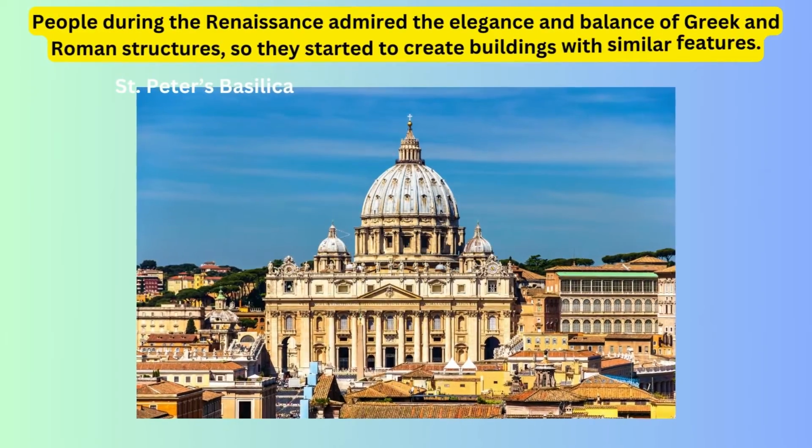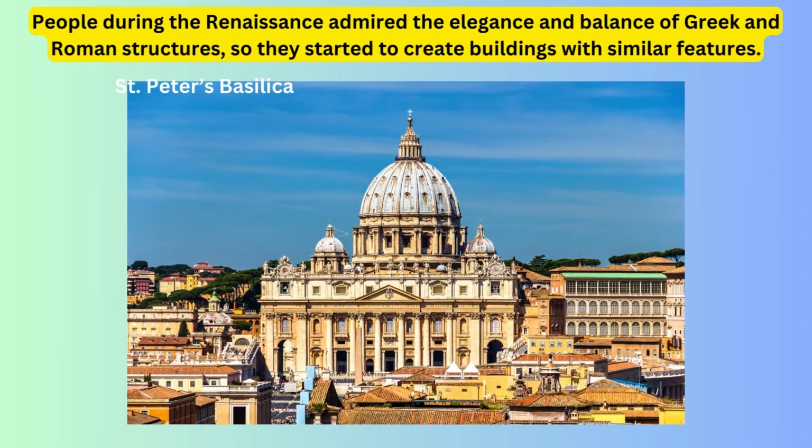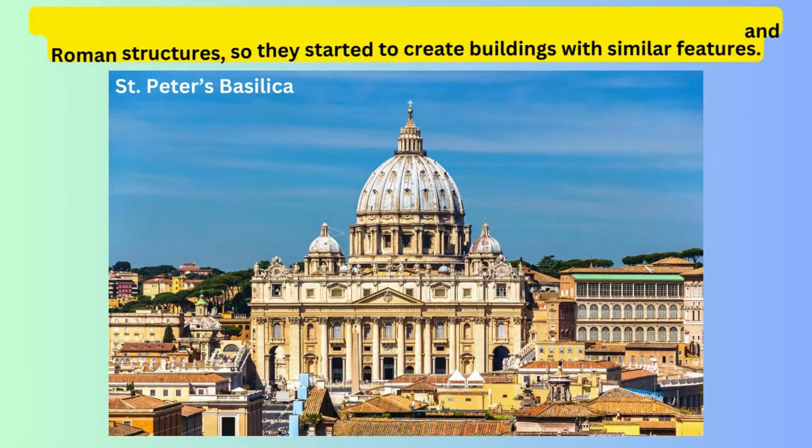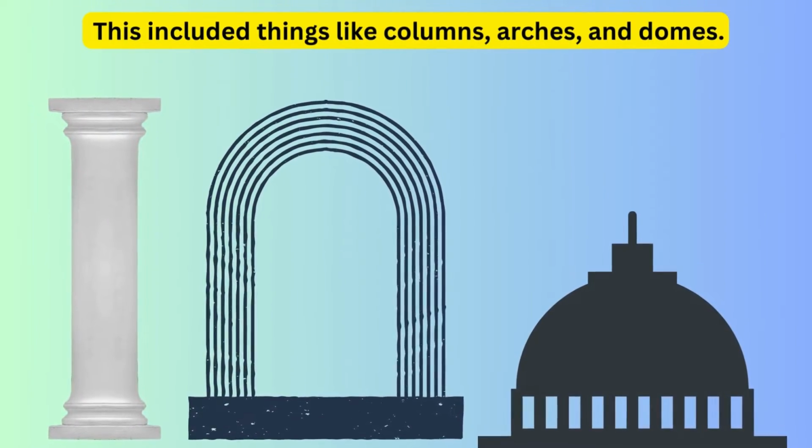People during the Renaissance admired the elegance and balance of Greek and Roman structures, so they started to create buildings with similar features. This included things like columns, arches, and domes.